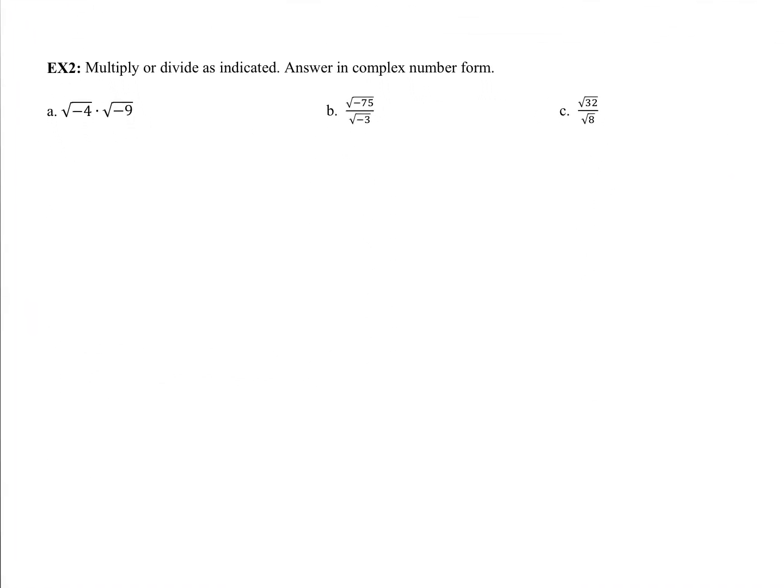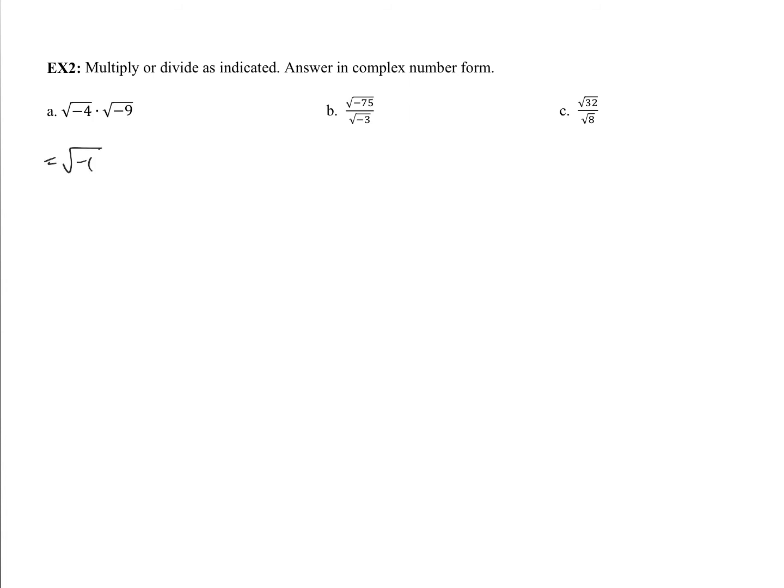Okay, let's take a look at example 2. Multiply or divide as indicated. Answer in complex number form. Okay, so what you might be tempted to do when you see this is to go ahead and put them underneath together, multiply, and get rid of that negative. But that is actually not what we should be doing. Remember, the rule is you should always simplify out that negative first. So don't do that. Get rid of the negative first time you see it.